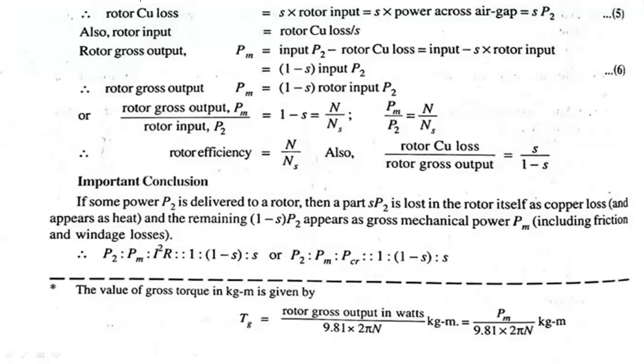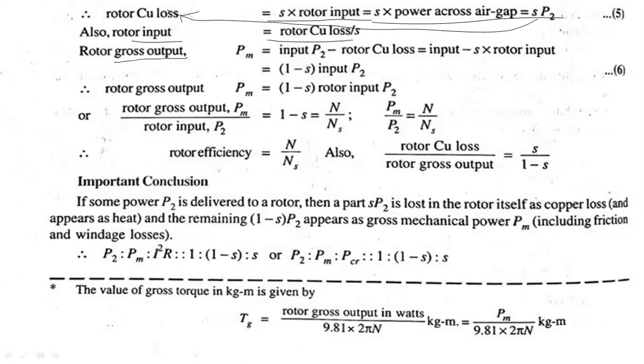Okay, next. From here we can calculate again the rotor copper loss in terms of input. Rotor copper loss in terms of input is S into rotor input, so S into P2. Also, the input is nothing but rotor copper loss divided by S. From here I can write P2 is equal to rotor copper loss divided by S.